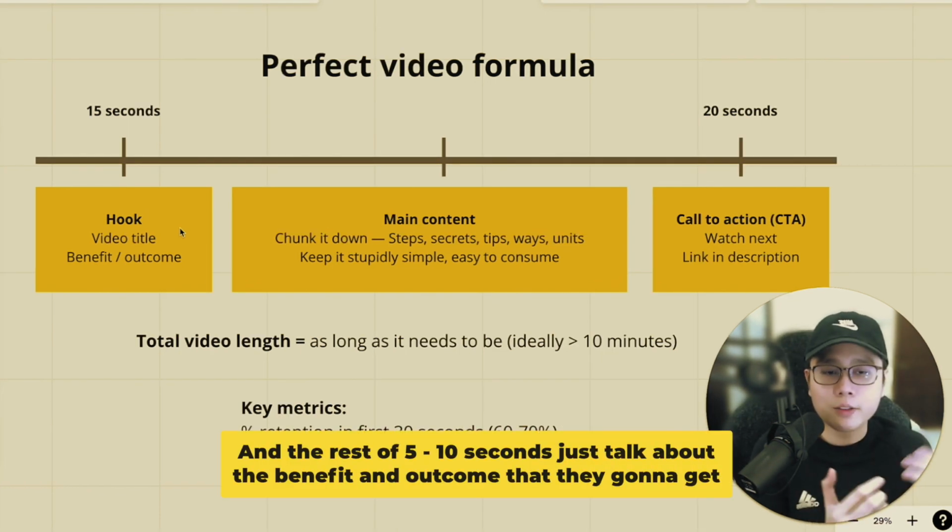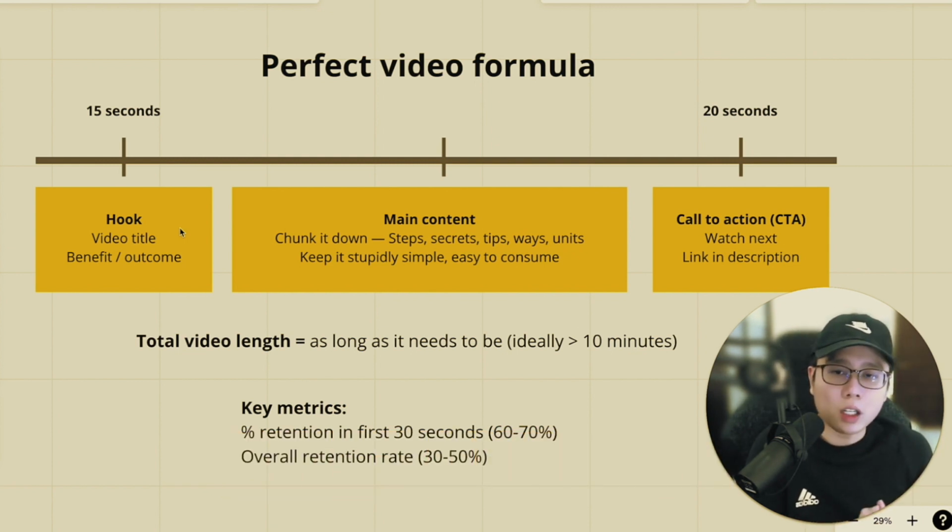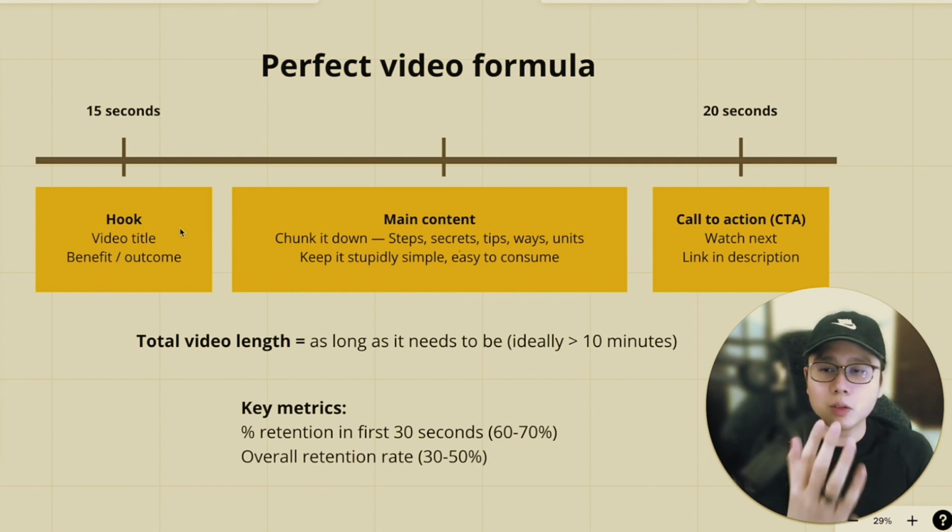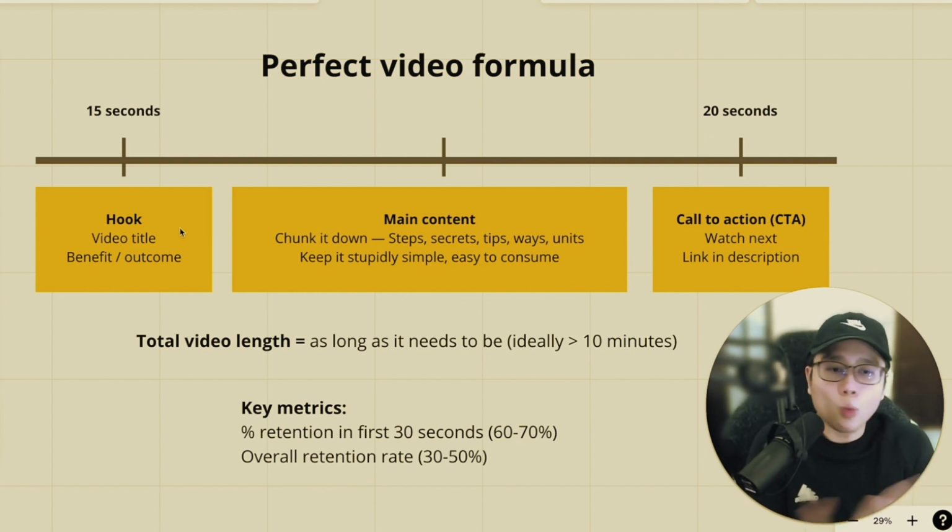And then for the rest of the 5 to 10 seconds, just talk about the benefit and the outcome that they're gonna get. For example, in this video, I talk about how you're gonna get the 5 secrets to help you start getting your affiliate sales. So this is what you want. And this is the reason why you're watching this video here.